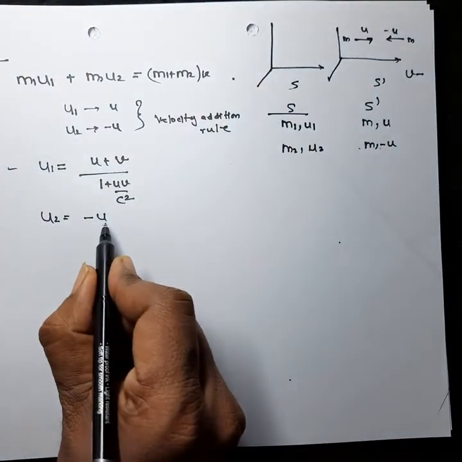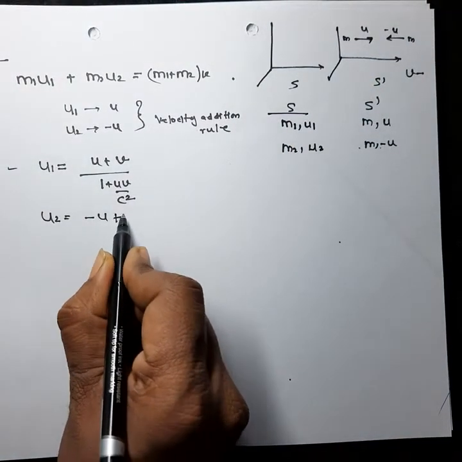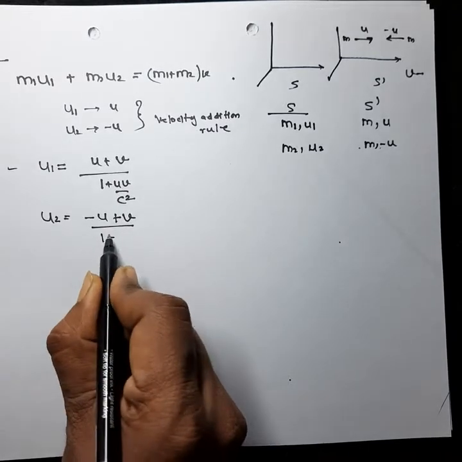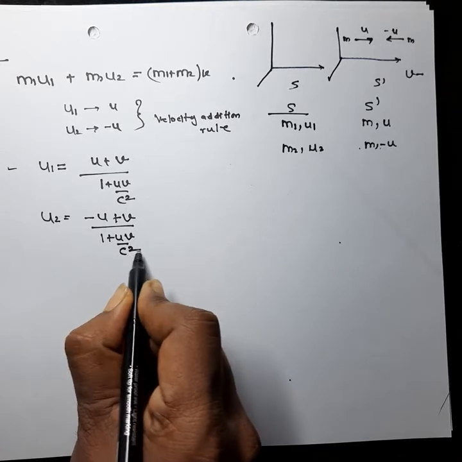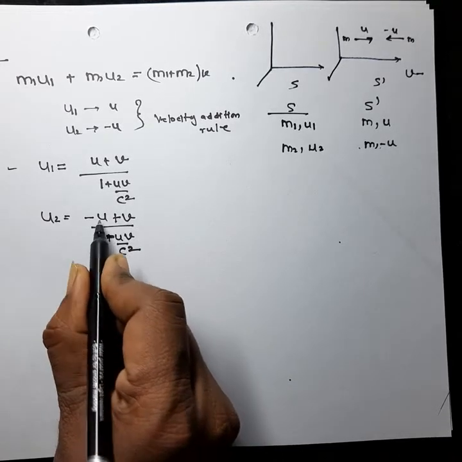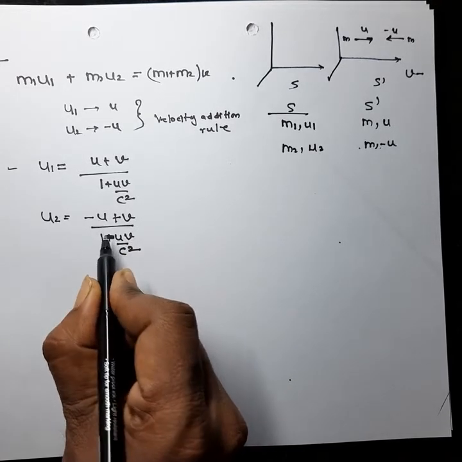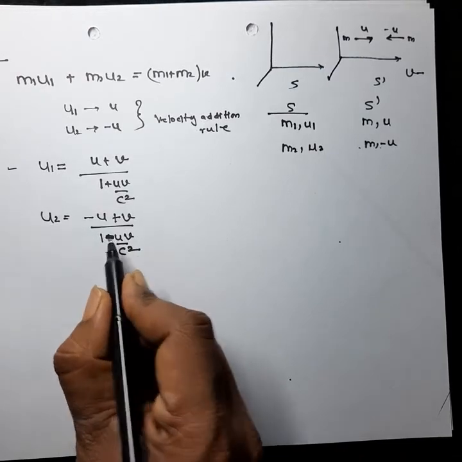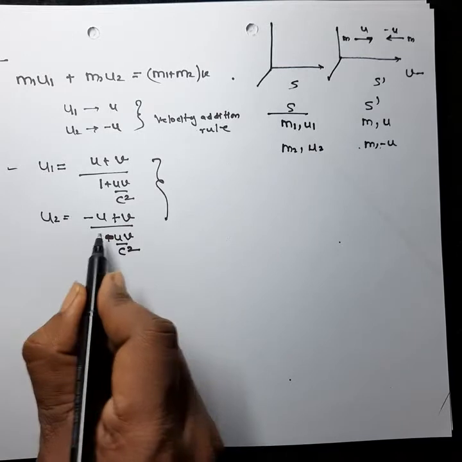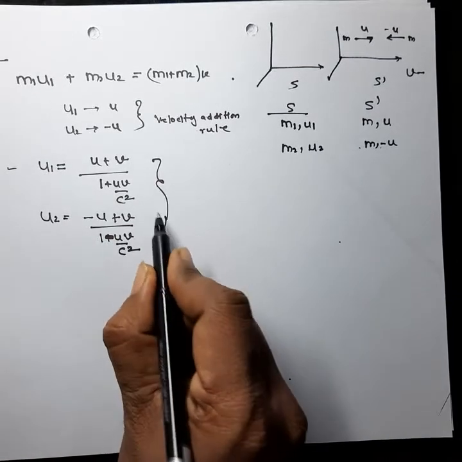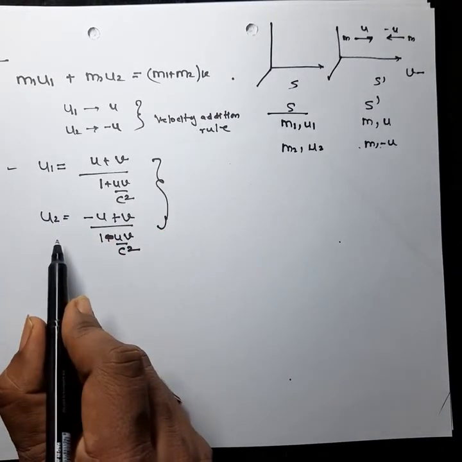That's why I have written minus u plus v divided by 1 plus uv by c square. Sorry, minus uv, because u is in negative here. Okay, so you can obtain u1 and u2. What are u1 and u2? How have you obtained u1 and u2?